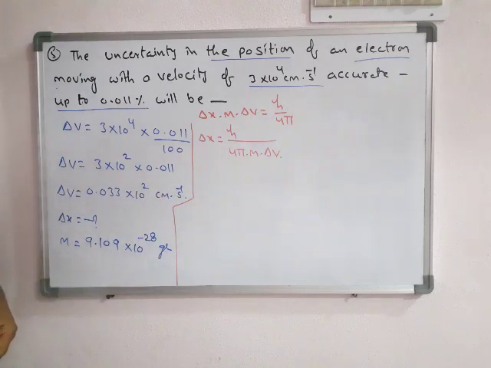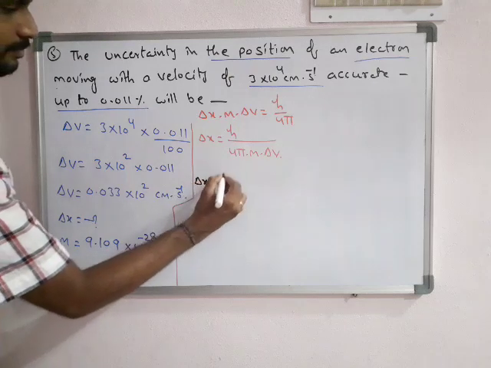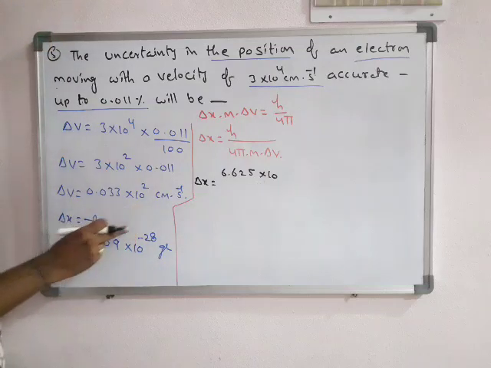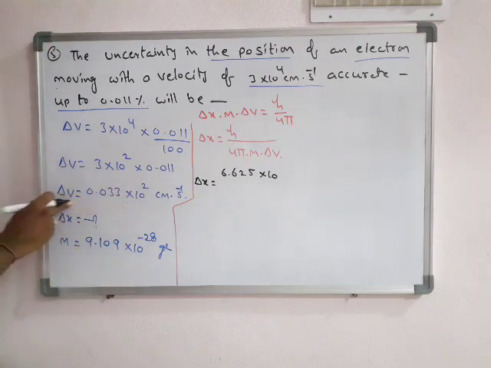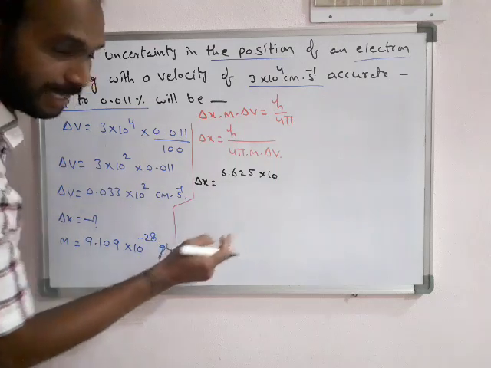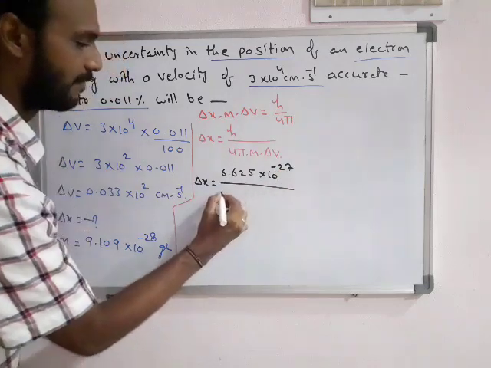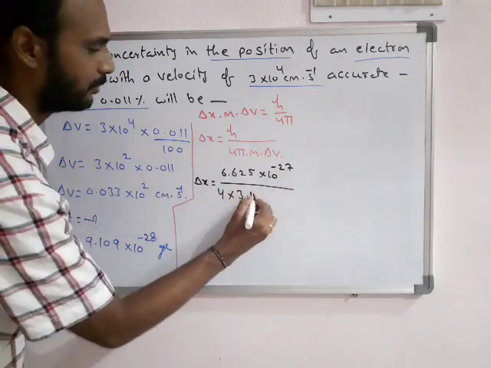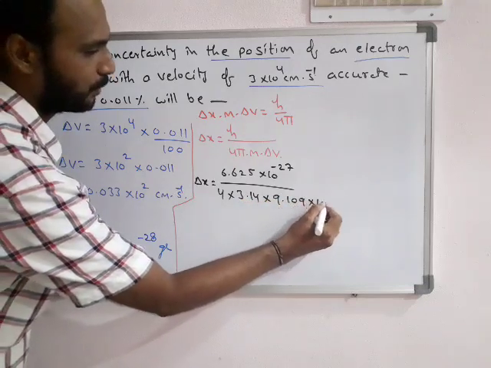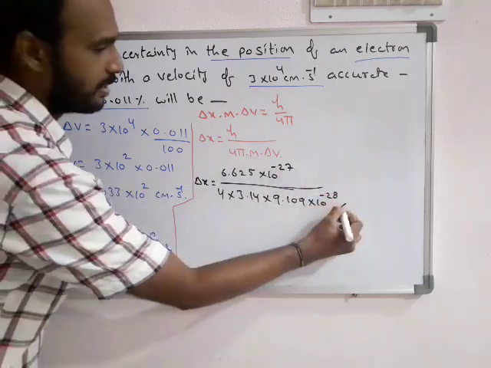Okay. Now substitute the values. So now what is the value of h? Here we follow the CGS method, means delta V velocity is in centimeters per second, mass is in grams, so it must be in ergs into second. What is the value in erg into second? 10 power minus 27. 4 into, what is the pi value? What is the mass? 9.109 into 10 power minus 28 grams. This is for electron. What is the delta V?